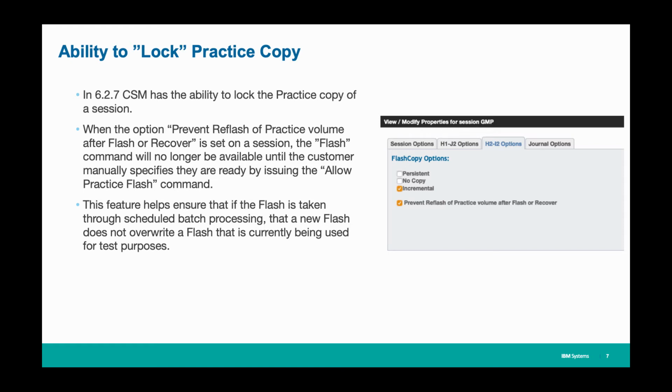So what this will do is, if you set this option, prevent reflash of practice volume after flash or recover, it will prevent a subsequent flash to that practice session from actually prevent you from being actually allowed to issue a flash command. So it won't even show as an option if that's set. If you set that, issue the flash, you won't be able to see another flash command until you issue the allow practice flash command to the session. So you have to manually specify that command and issue it to that session, and then it unlocks it, and then you can issue another flash. So hopefully this is what the customer is looking for, prevents that extra flash, allows them to finish, and allows them to then manually say when they are actually done with it.